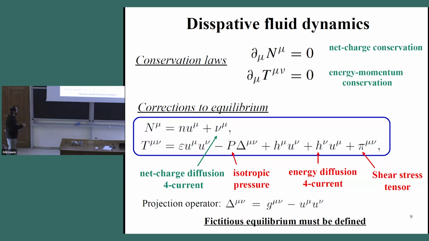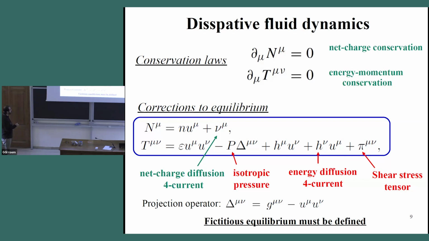In this case, this h^\mu represents some energy diffusion, and \pi^{\mu\nu}, the shear stress tensor that we know very well in heavy ion collisions. And here there's just some notation. We define this projection operator, and then this already illustrates my metric convention, which is mostly negative.